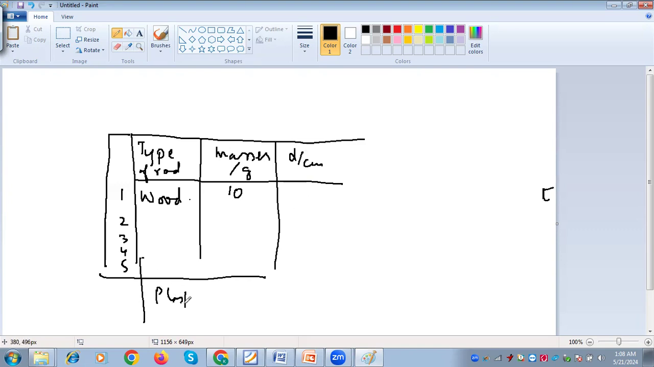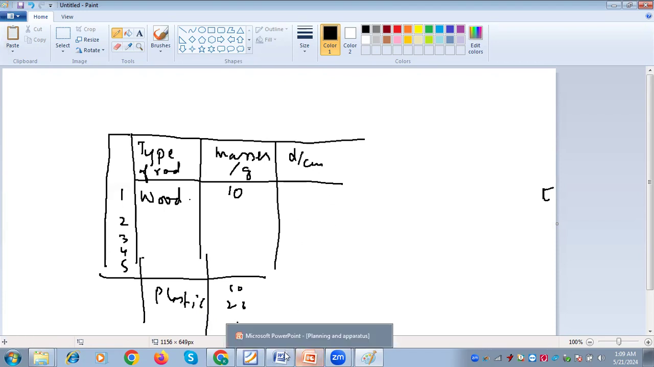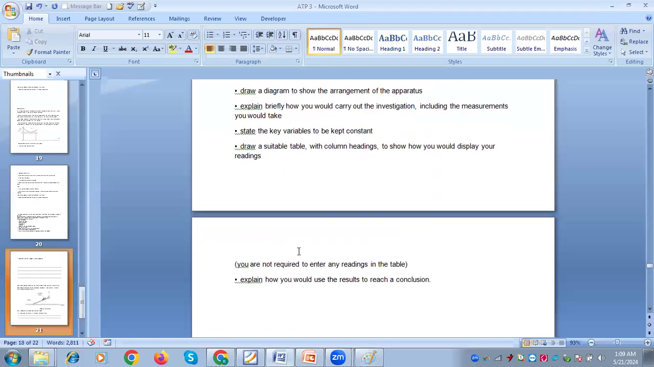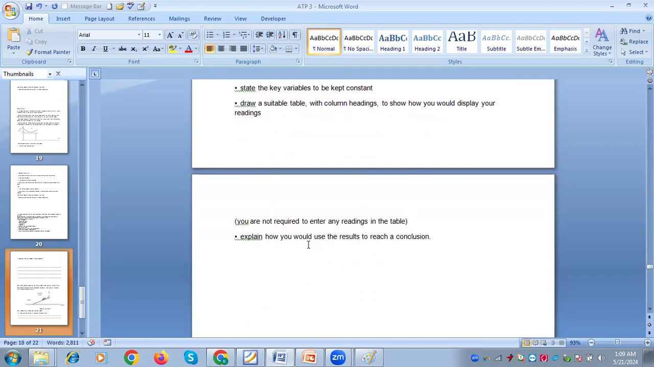Suppose plastic. The same masses will be repeated, 10, 20, 30, okay. And of course here, because the type is different, the elasticity will be different. So D in this case will be different from the previous ones. So that is how you will carry out your investigations. Sometimes the precautions are also asked. Let us see whether they have asked for the precaution. Okay, then depending on the conclusion, how will you use the results? Of course, the rod for which D increases more bends more. It's the bending capability with the masses that is more.